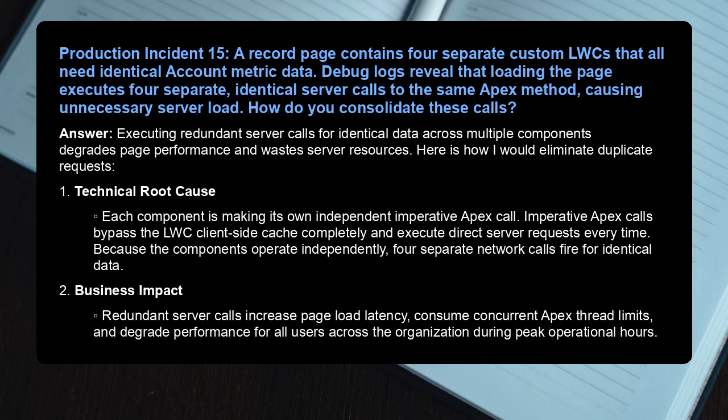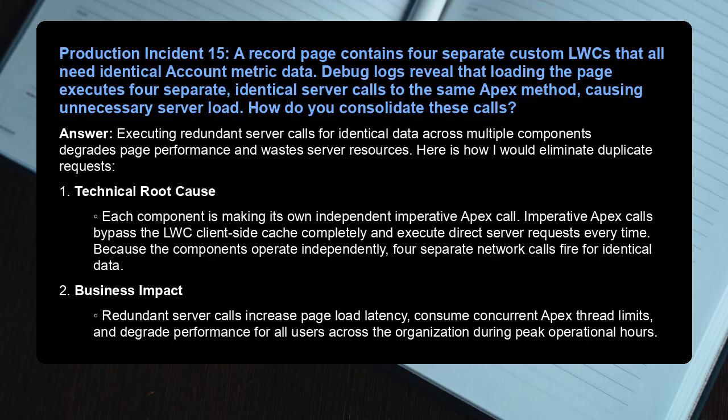Production Incident 15. A record page contains 4 separate custom LWCs that all need identical account metric data. Debug logs reveal that loading the page executes 4 separate, identical server calls to the same Apex method, causing unnecessary server load. How do you consolidate these calls? Answer: executing redundant server calls for identical data across multiple components degrades page performance and wastes server resources. Here is how I would eliminate duplicate requests.